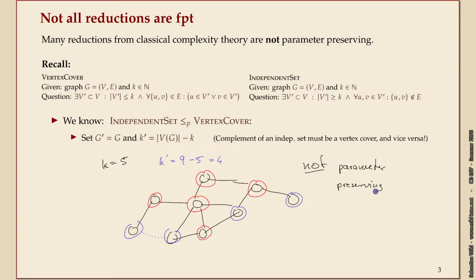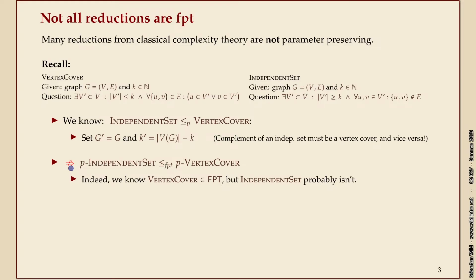All that says is you have to work harder if you want an FPT reduction. So in particular, this does not imply that the parameterized problem P independent set is FPT reducible to P vertex cover, because that reduction is not parameter preserving. It could be there's another one in principle that shows this, but in this case, actually, we don't believe it is true. So this statement probably isn't true.